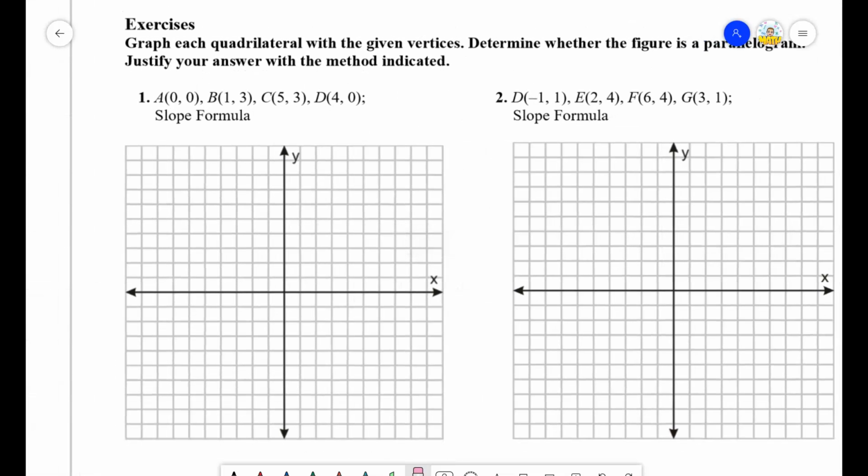If they ask us to use the slope formula to verify that we have a parallelogram, then we're going to be looking for opposite sides to be parallel, and we need both pairs to be parallel. So the very first thing we would have to do is plot the 4 points. I have the point A at (0, 0). I have a point at (1, 3). That's B. C is at (5, 3). And then finally D is at (4, 0).